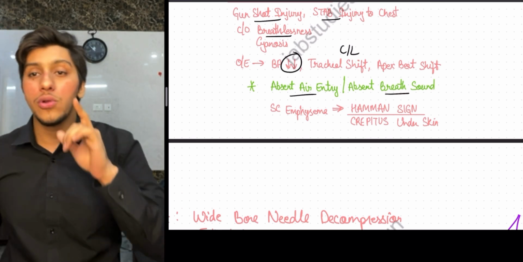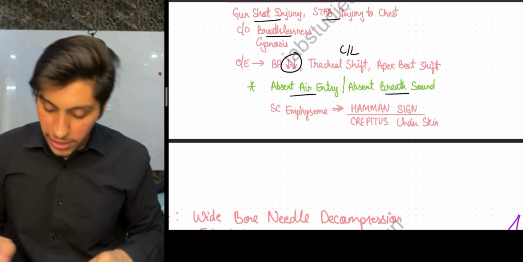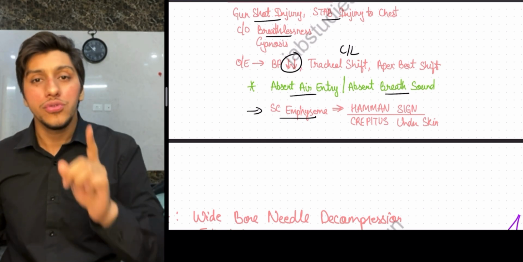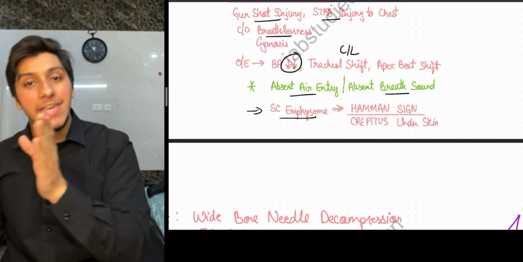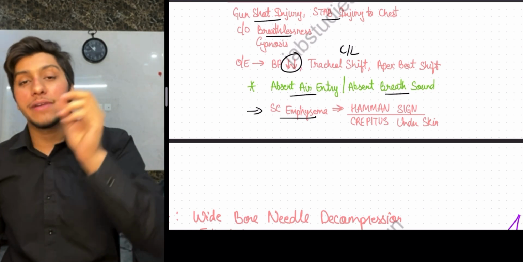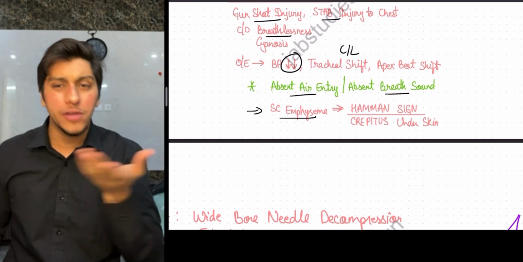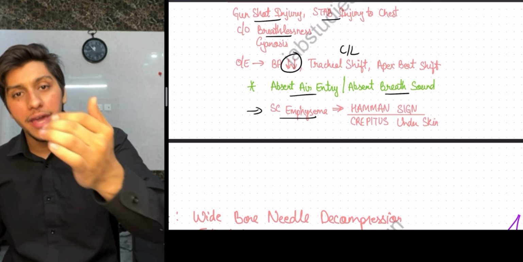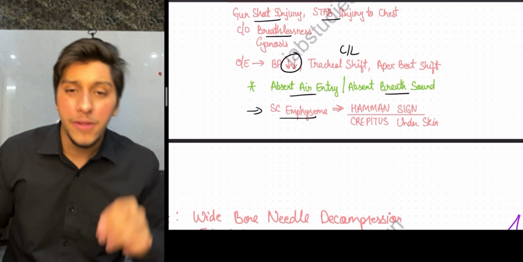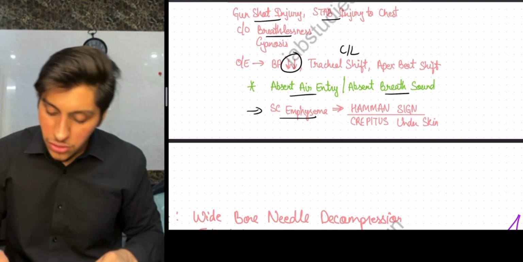Along with that, you will have something which is known as subcutaneous emphysema. Guys, you need to know the difference between emphysema and empyema. Empyema is related to pus. Emphysema is because of air. So decode the word subcutaneous emphysema: air below the subcutaneous tissue. Because of this, guys, you will have some crunching-like sound. That is known as Hamman sign.